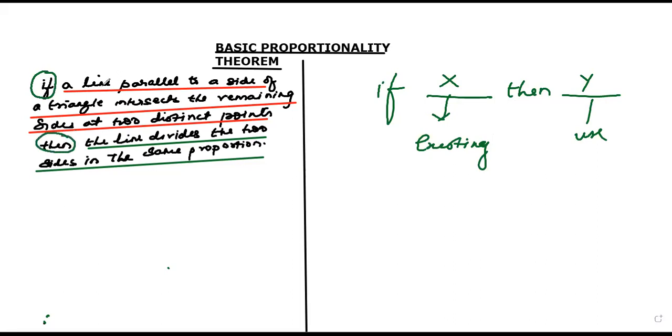So if you see the first condition existing, a line parallel to a side of a triangle intersects the remaining sides at two distinct points. What I underlined with red color is existing. A line is parallel to a side of a triangle, like this is a triangle, children. A line intersects the remaining two sides at distinct points, like ABC. This line PQ is parallel to side BC, and it is intersecting the two sides at distinct points, P and Q.